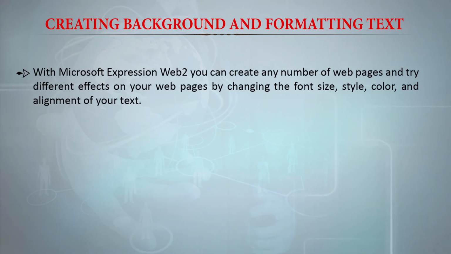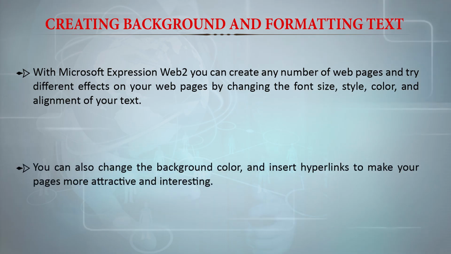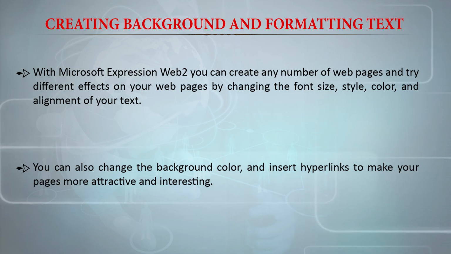And in fact, one important thing is how to create a background and how to format the text. Maybe you want to format the text in such a way that it becomes really attractive to be read by people. Further, you may select a font which is not known to many, or is quite interesting, and people are interested in going through pages made in that particular font. With Microsoft Expression Web, you can create any number of web pages and try different effects on the web pages by changing the font size, style, color and alignment of the text. You can also change the background color and insert hyperlinks to make your pages more attractive and interesting.